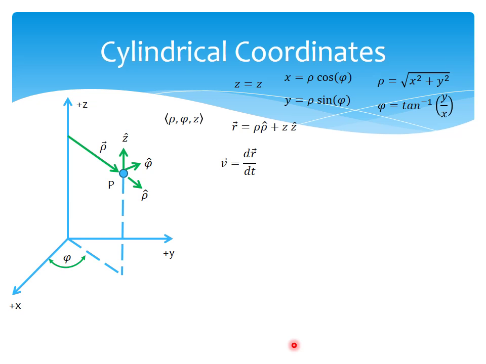And then if you wanted to do the velocity of this particle in cylindrical coordinates, you have to take the derivative of the position vector. And that's exactly what we're going to do. And if you do that, you see I've got a derivative of the unit vector phi, a derivative of the unit vector rho, and a derivative of the unit vector for z.